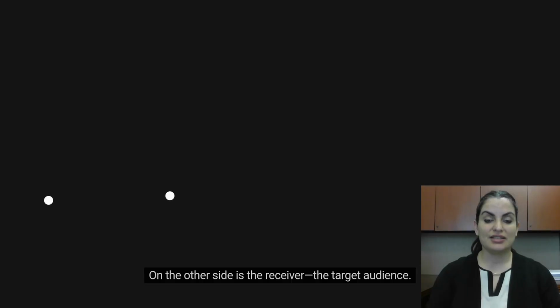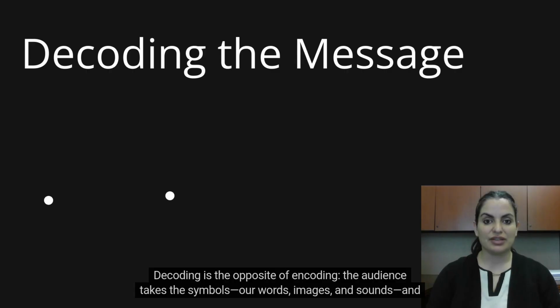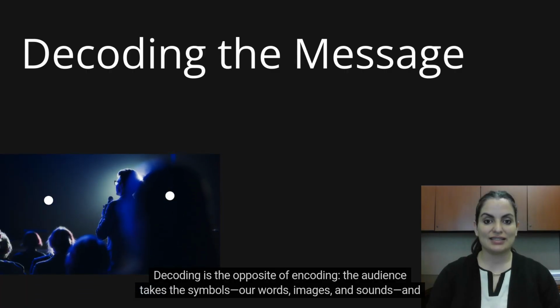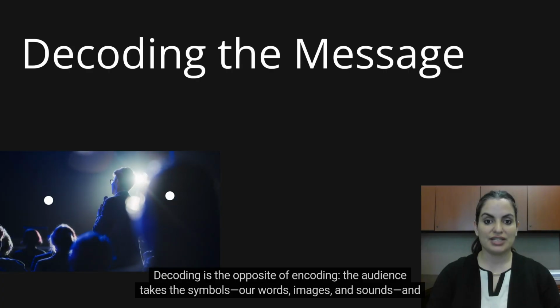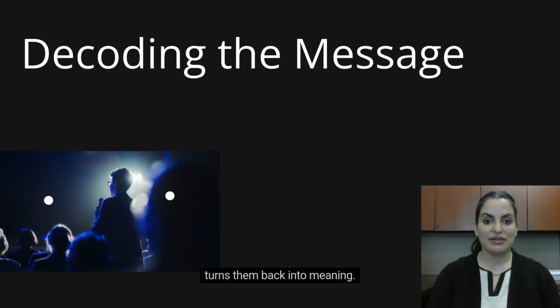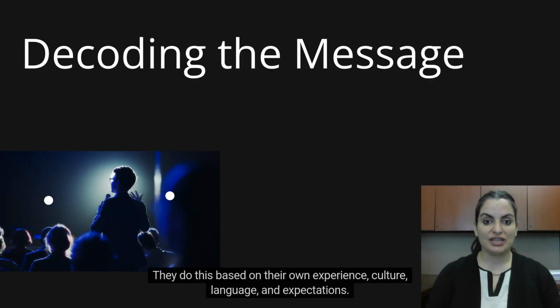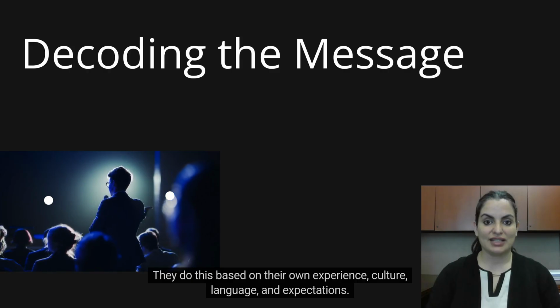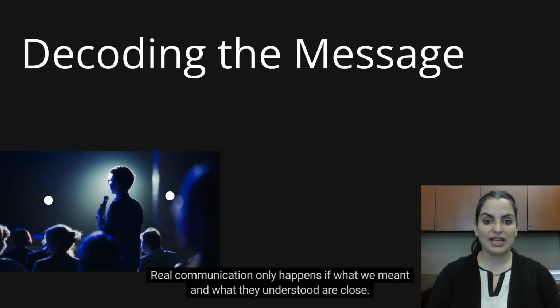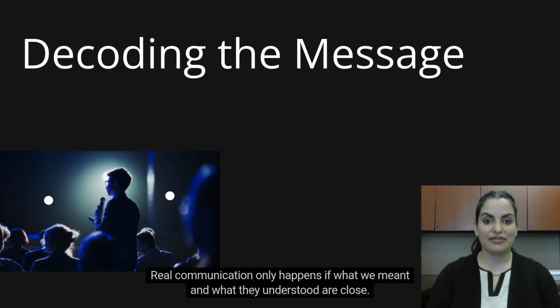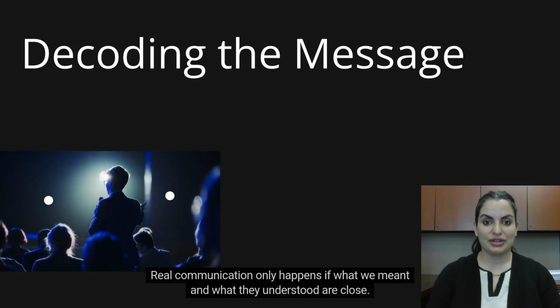On the other side is the receiver, the target audience. The receiver has to decode the message. Decoding is the opposite of encoding. The audience takes the symbols, our words, images, and sounds, and turns them back into meaning. They do this based on their own experience, culture, language, and expectations. Real communication only happens if what we meant and what they understood are close.